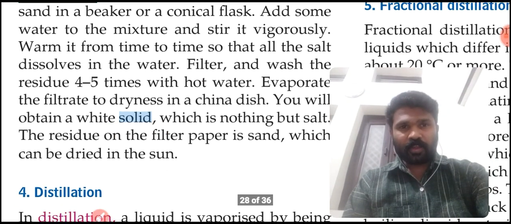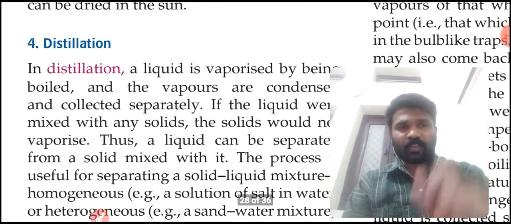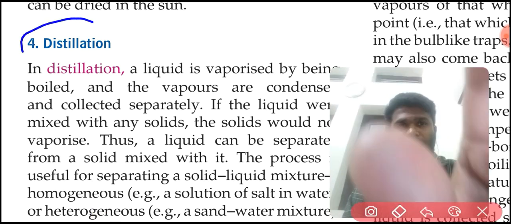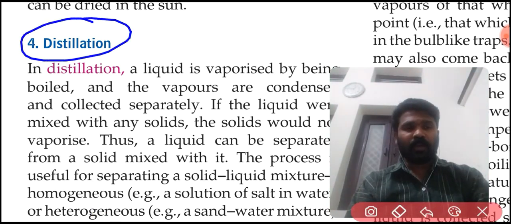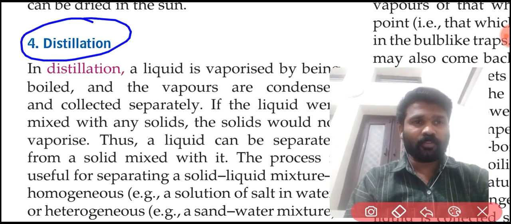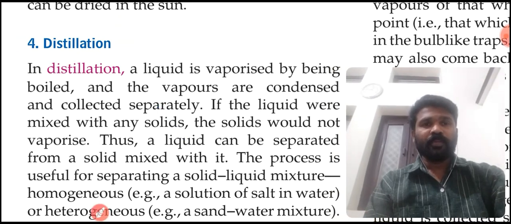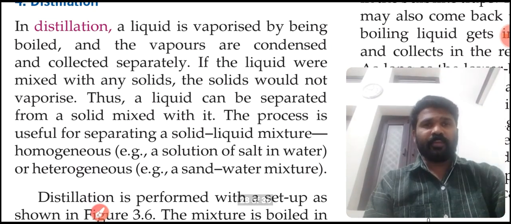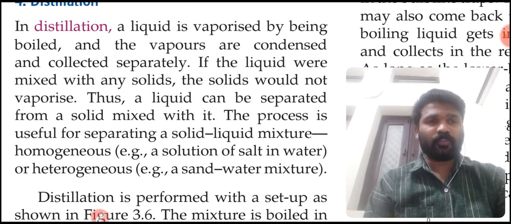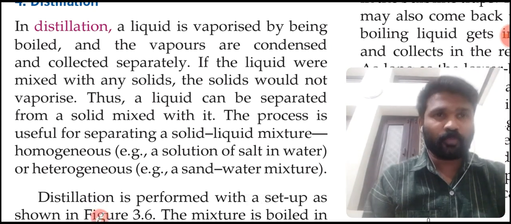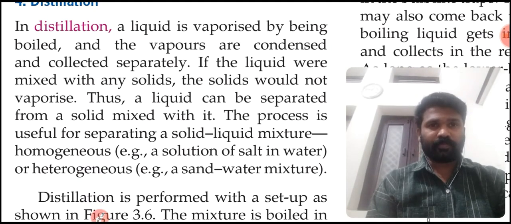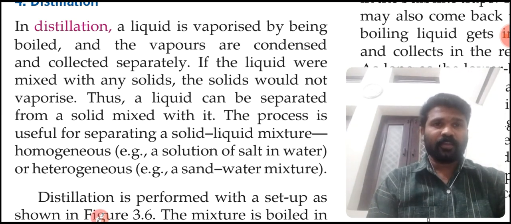Okay, students. Now we are going to discuss the fourth method to separate the components from the mixture. In distillation, a liquid is vaporized first. A liquid should be vaporized first by being boiled, and the vapors are condensed and collected separately.